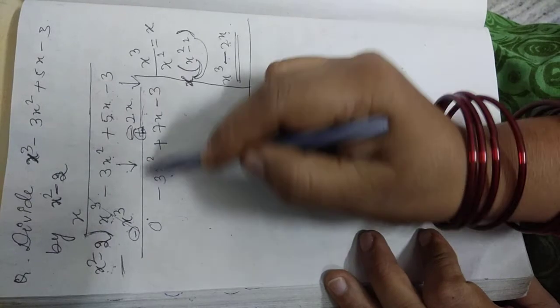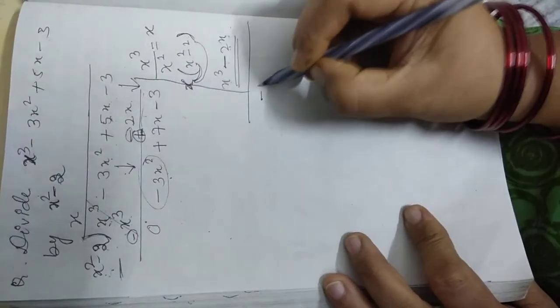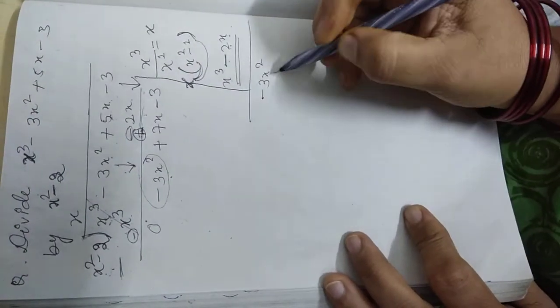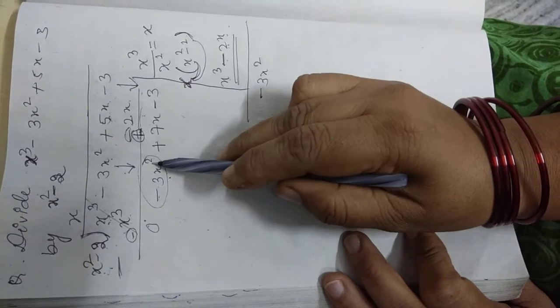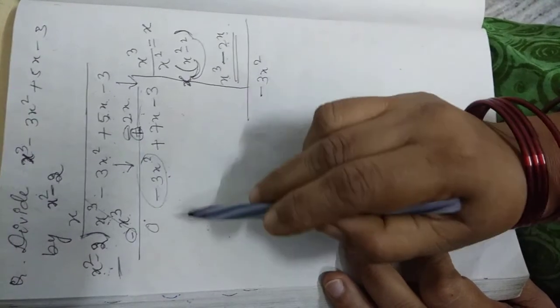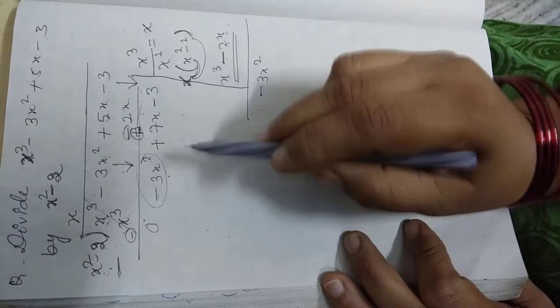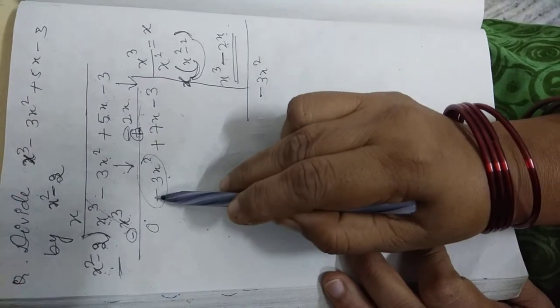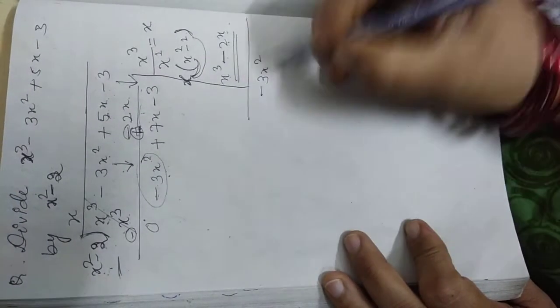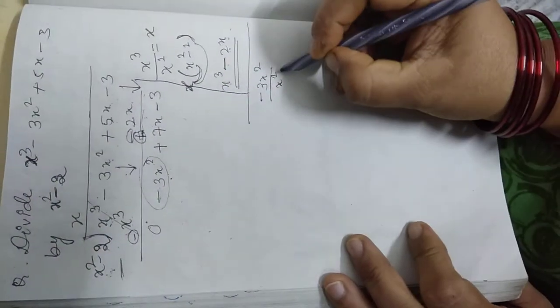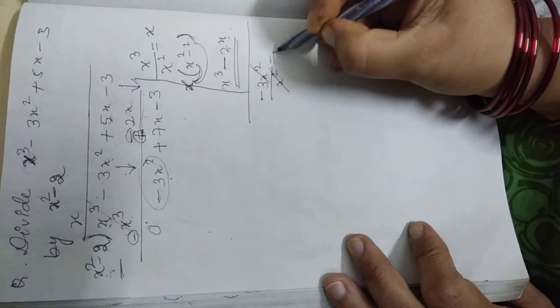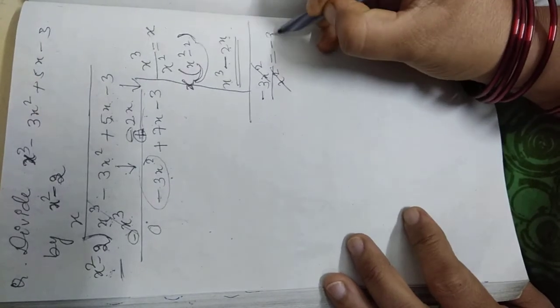So what is the first term here? It is minus 3x square. But don't forget to take the sign. Generally children forget the minus sign and write only 3x square. Don't commit this mistake. It is minus 3x square. The first term of the divisor is x square. X square will get cancelled out and you will get minus 3.